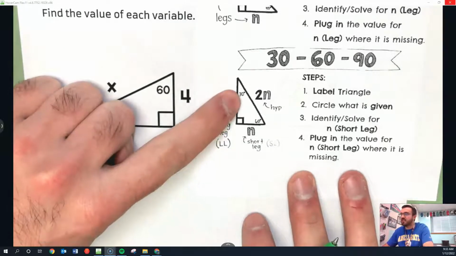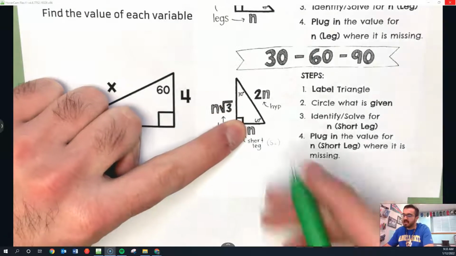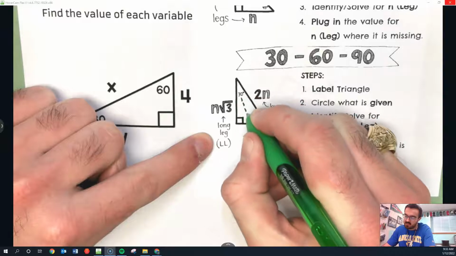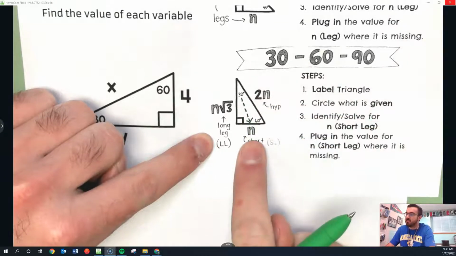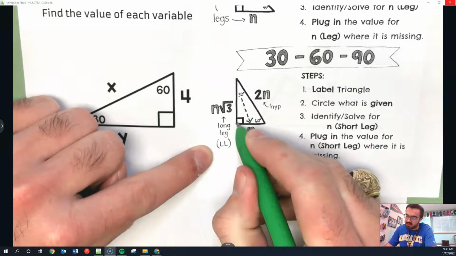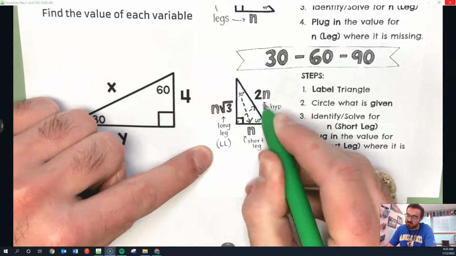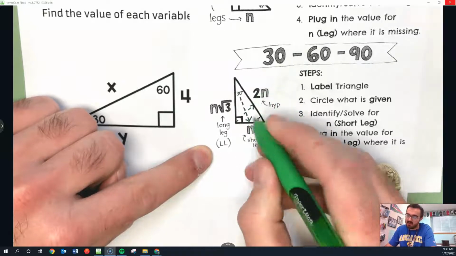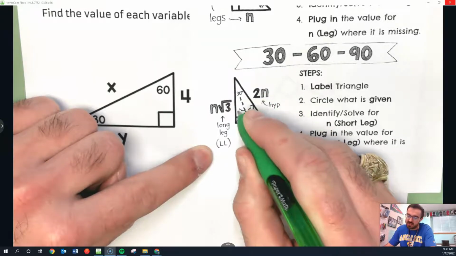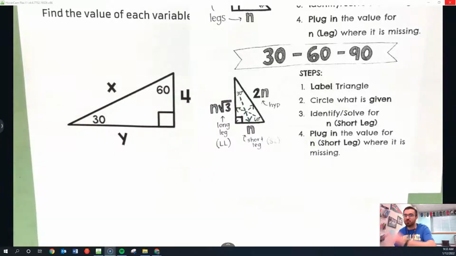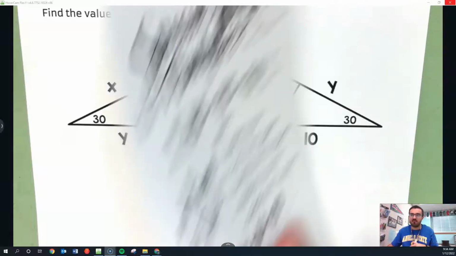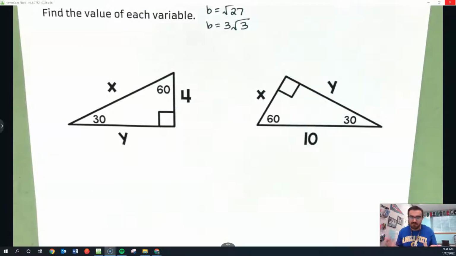The side across from 30 degrees is always going to be labeled n. The side across from the 90-degree angle is always going to be labeled 2n. The side across from the 60-degree angle is always going to be labeled n root 3. So guys, that's our rule. If you watched the 45, 45, 90 video, you should be fine. You got this.